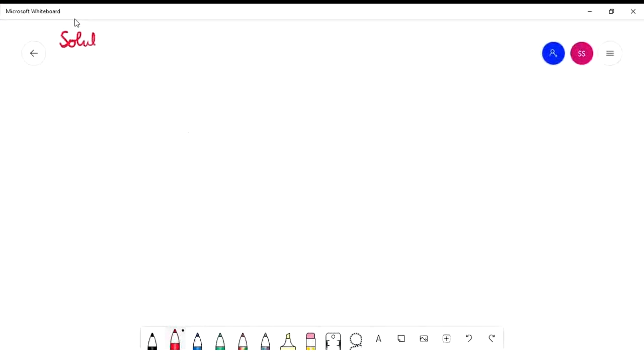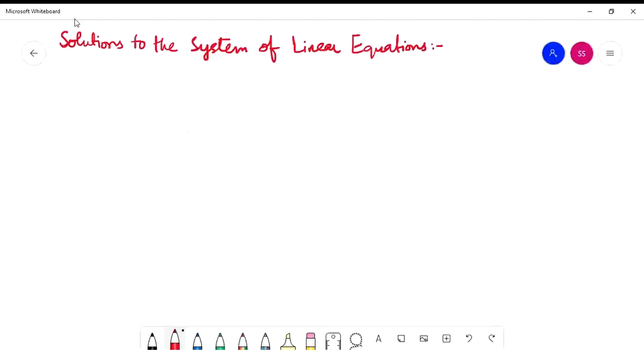Solutions to the system of linear equations. If we are concerned with linear equations, then we have several methods. The first method we have studied in linear algebra is to convert the system of linear equations into the matrix form. For example, you have a 3 cross 3 system.